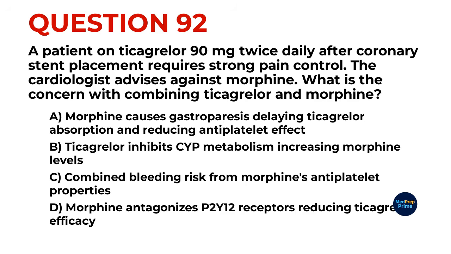A patient on ticagrelor 90 mg twice daily after coronary stent placement requires strong pain control. The cardiologist advises against morphine. What is the concern with combining ticagrelor and morphine? Option A. Morphine causes gastroparesis, delaying ticagrelor absorption and reducing antiplatelet effect. Option B. Ticagrelor inhibits CYP metabolism, increasing morphine levels. Option C. Combined bleeding risk from morphine's antiplatelet properties. Option D. Morphine antagonizes P2Y12 receptors, reducing ticagrelor efficacy.